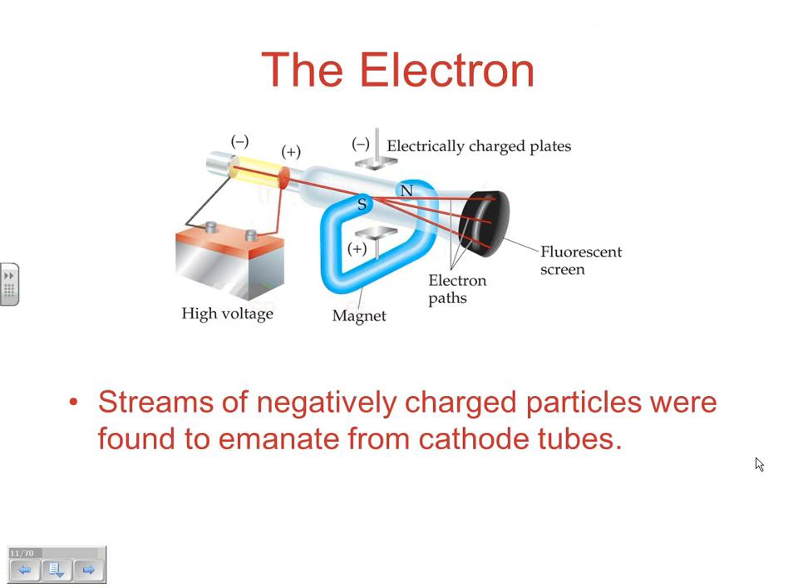Now first, the electron. Streams of negatively charged particles were found to be emitted from a cathode ray tube. So if you had this thing called a cathode ray, there was this mysterious beam of particles moving through this tube from one side to the other.